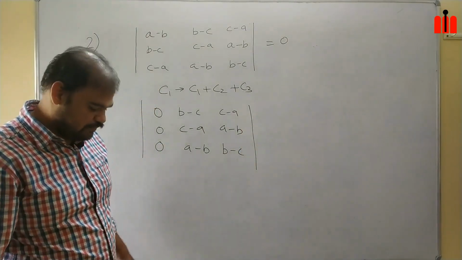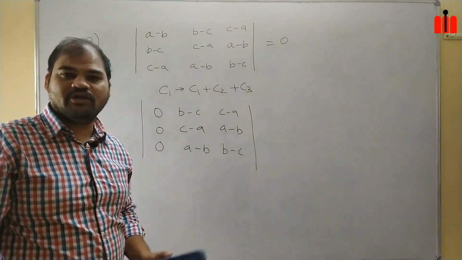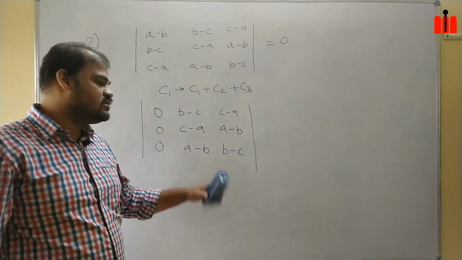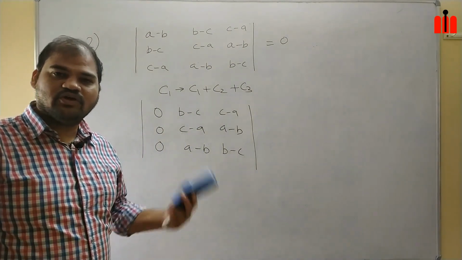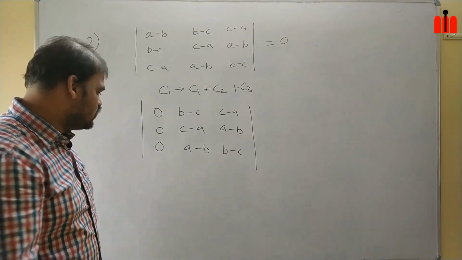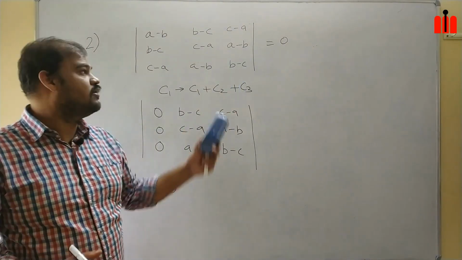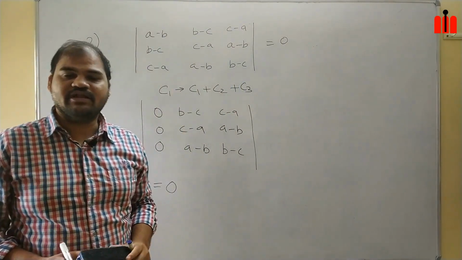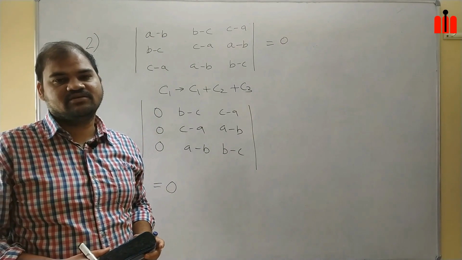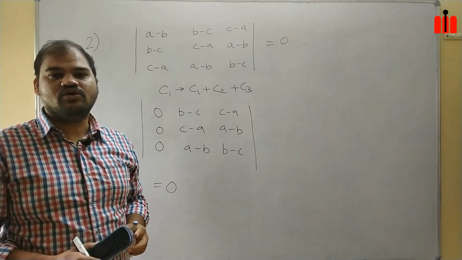There is a property that if any one row or one column is 0, then the determinant is 0, because if we expand through that column we will get 0. So any row or any column, if it is 0, then the determinant is 0. Hence we have shown that the determinant of the given matrix is 0. This completes problem number 2. Let's move on to problem number 3.